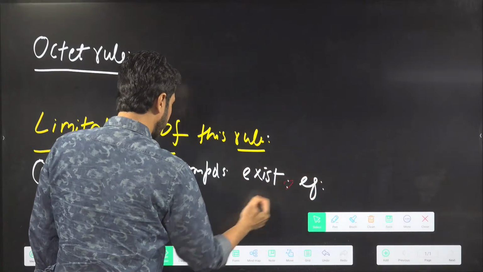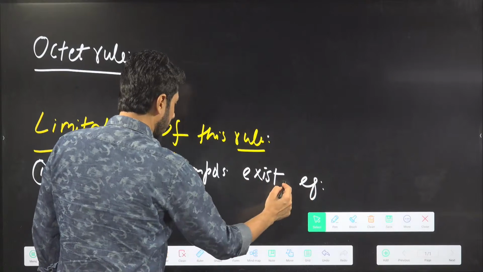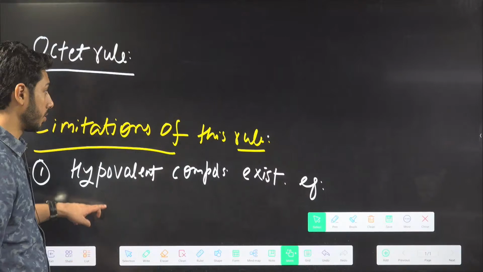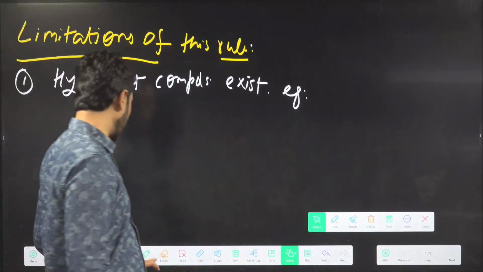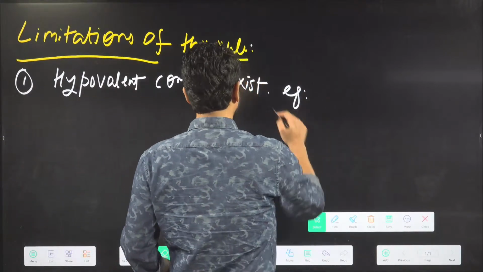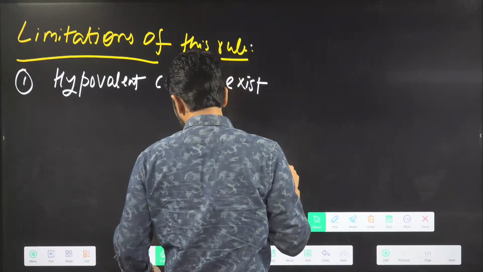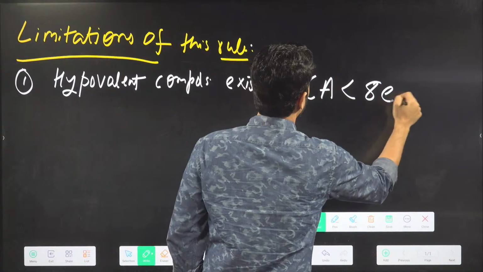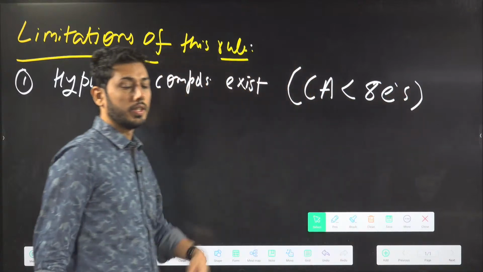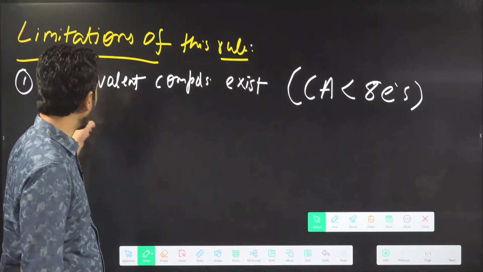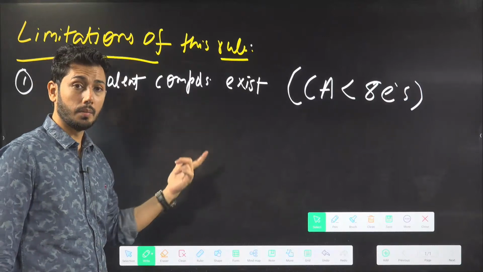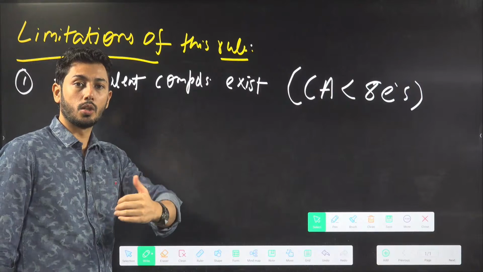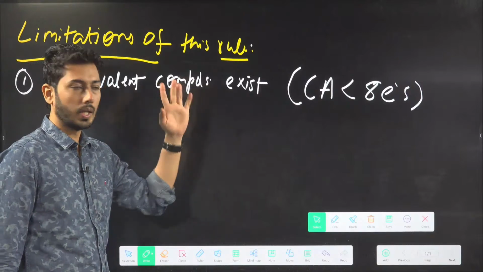Hypovalent compounds exist. As per the octet rule, they should not exist, because the central atom has less than 8 electrons. So the compounds where the central atom has less than 8 electrons are hypovalent compounds, and they also exist. So they lie in which category? These are the drawbacks or limitations of the octet rule.